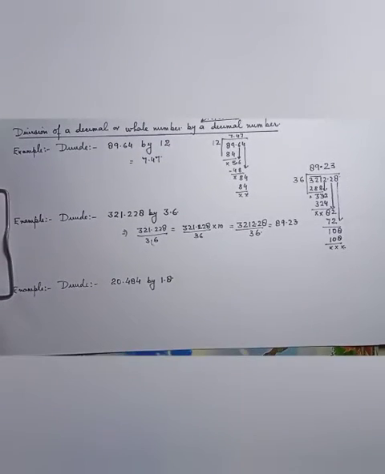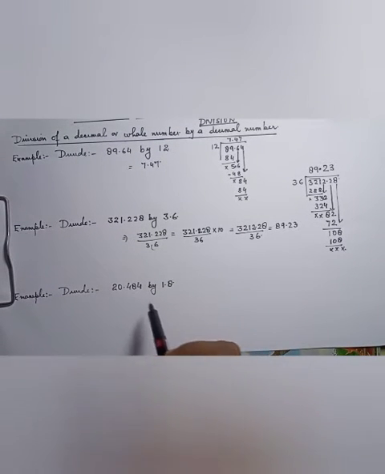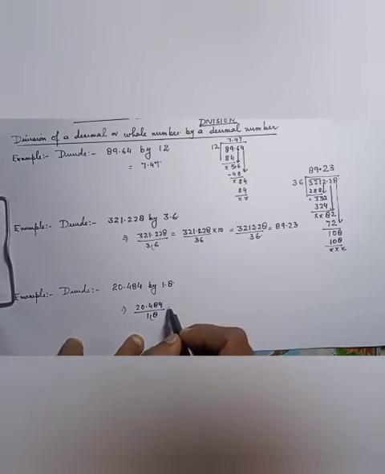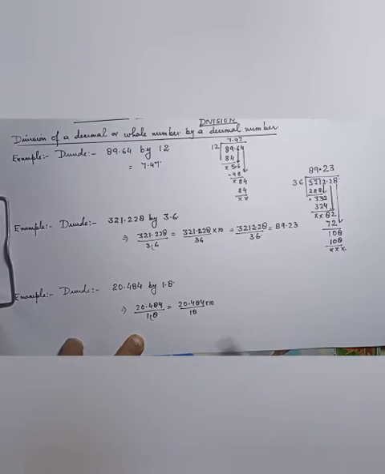Let us move to the last example, that is divide 20.484 by 1.8. The same method we are going to follow over here also, that is remove the decimal. So it will become 20.484 upon 18 into 10. There is one zero, so I am going to shift the decimal place towards the right one place. So it will become 204.84 divided by 18. I hope it is clear to everyone.